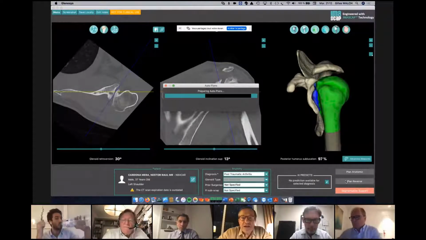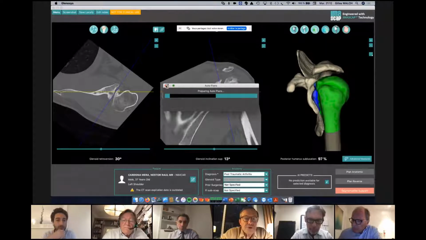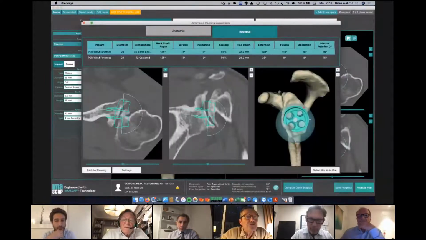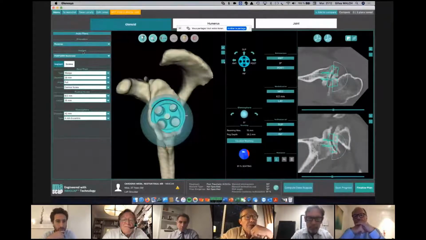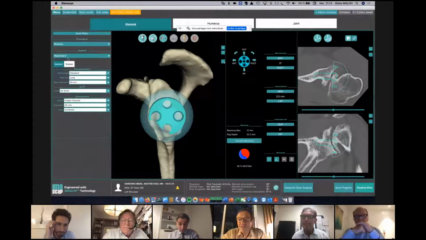So these are autoplans that are not required here. I do not need that, so I switch the autoplan. It's another story. So we are here in reverse, and I would choose to start with a reverse 2, because when there is a severe retroversion like this, I like to use bio-RSA in order to reconstruct the bone stock with good bone graft from the humeral head.